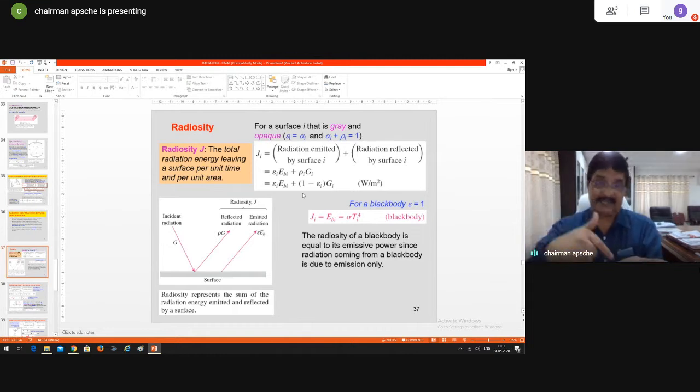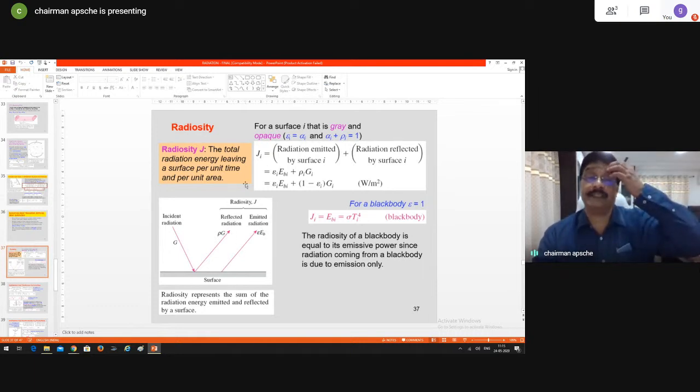See, some radiation is coming, and the surface is not accepting all of it. Some part of it, it is sending back. The incoming radiation is reflected, sent back. That is coming out of the surface. And also, by virtue of its surface temperature, it is emitting radiation. So two things are coming out of the surface: one is the reflected component, another is the emission component. Whenever I talk about radiosity, I talk about these two components, reflected radiation and emitted radiation.